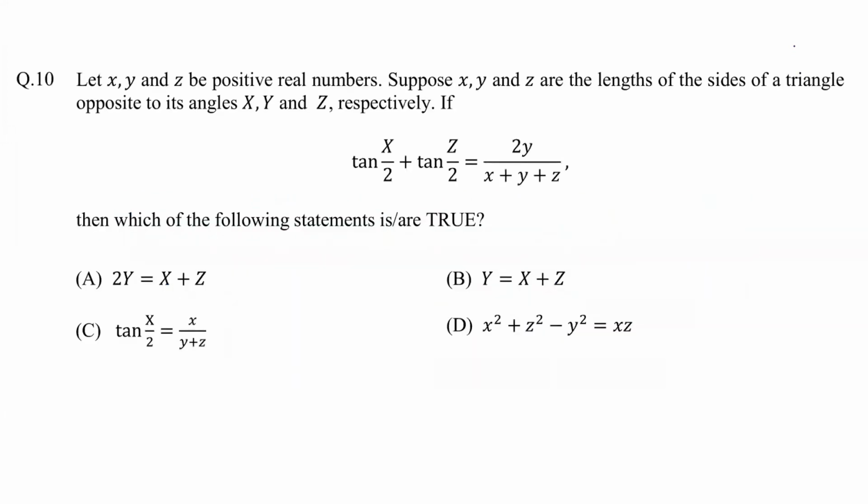So they have given that x, y, z are lengths of sides of a triangle opposite to the angles capital X, Y, Z respectively, and they have given tan x by 2 plus tan z by 2 as 2y upon x plus y plus z, and they're asking which of the given four relations are true.